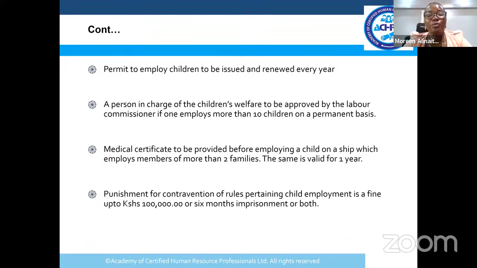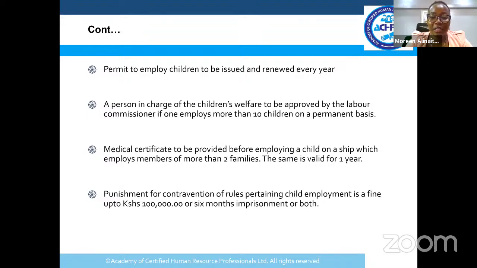Okay, if you seek to employ people who are below 18, you must get a permit to employ children, and it must be renewed every year if you must employ those children. A person in charge of children's welfare is to be approved by a labor commissioner if one employs more than 10 children on a permanent basis. A medical certificate is to be provided before employing a child on a ship which employs members of more than 2 families. And this certificate is valid for only 1 year.